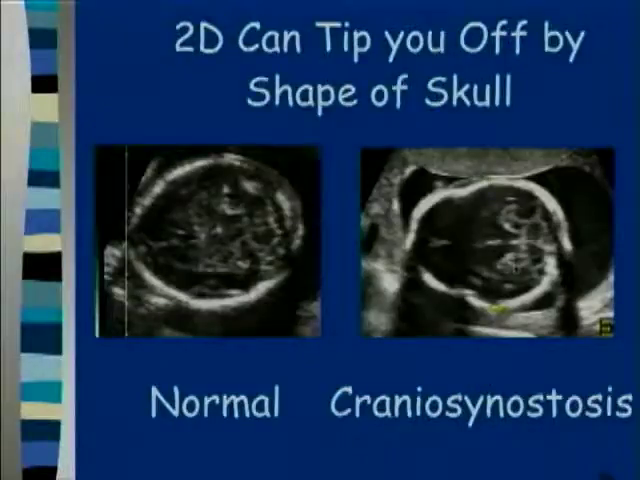Now, we pick these up often by our 2D exam, and we realize that the head shape is not normal. So here you have a normal, nice oval head shape, and you can even see part of the coronal suture right there, part of the lambdoidal suture right here. And then here you have a fetus that has craniosynostosis, and you can see that it's kind of indented at the region of the coronal sutures.